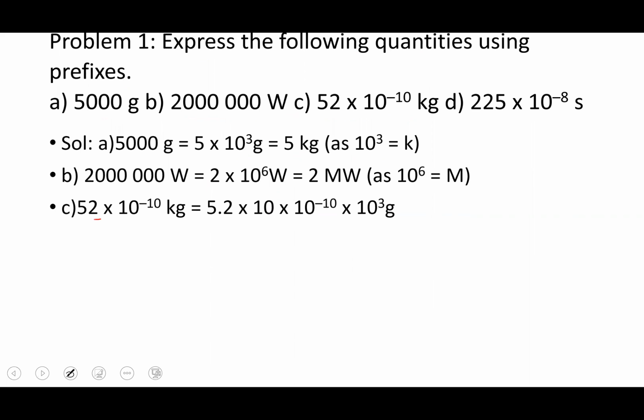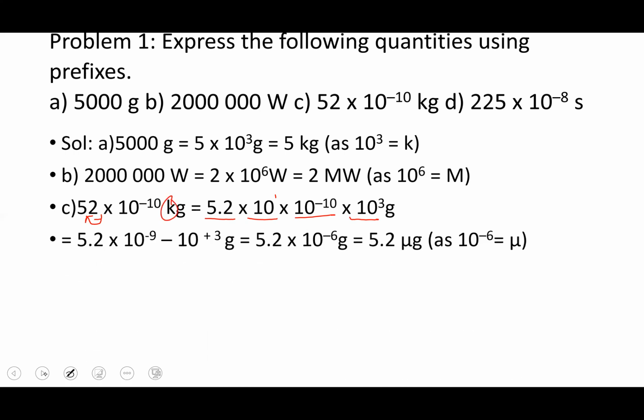Next, we have 52 into 10 to the power minus 10 kilograms, or we can say 5.2. We can carry the decimal point from one place to another. It will be 5.2 into 10 to the power 1, because one decimal point has been shifted. So 10 to the power 1 into 10 to the power minus 10 into 10 to the power 3, which is kilo. So we can represent it as 5.2 into 10 to the power minus 9 into 10 to the power 3, which is 10 to the power minus 6.